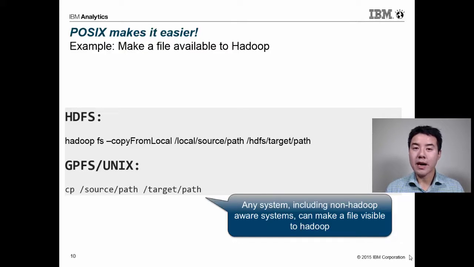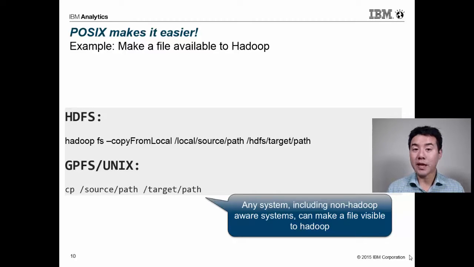So first, let's talk about how to get data into Hadoop. Because HDFS is a file system that sits on top of another file system, before you can do anything with Hadoop, you have to actually do a copy operation from your local file system to the distributed file system. But with GPFS or Spectrum Scale, all you have to do is copy or move a file your traditional way into a file path that Hadoop can see.